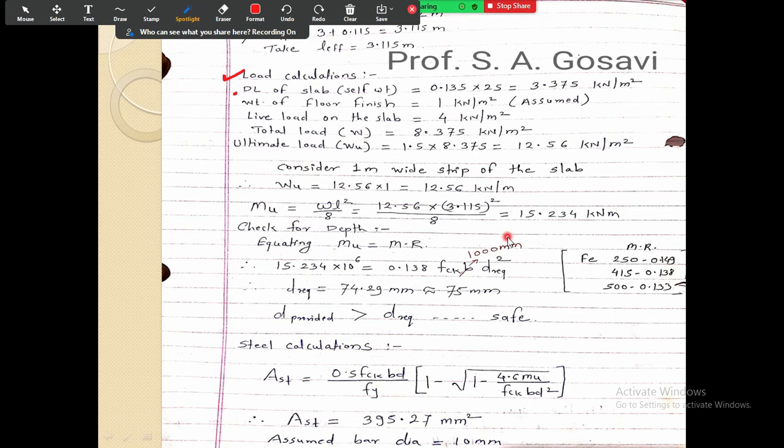So what is the depth actually required? Here in this case you can see after equating Mu to Mr, this is your Mu. Mr, you know the formula, here I have written 250 for 415 500. What is the coefficient? 0.419, 0.138, 0.133. So accordingly you have to choose the coefficient. fck bd square is the same. So b is 1000 mm, as we have assumed a 1 meter wide strip. So from that you get the value of d, and it is safe because we have provided 115 and the required is 75.